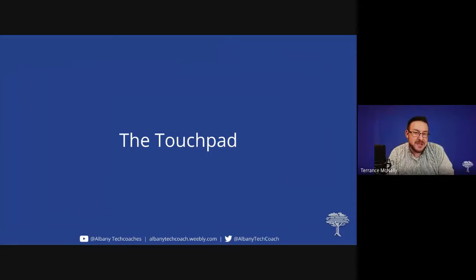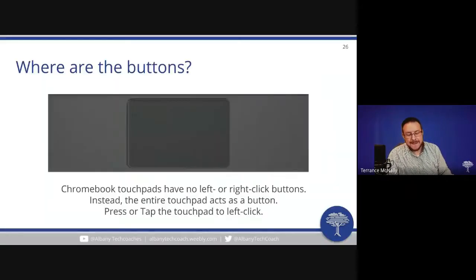Now let's talk about the touchpad, because there's a lot of cool stuff going on with the touchpad. On the Chromebook touchpad, there are no buttons, or at least there's not a left click and right click button down at the bottom like you're used to seeing. The whole thing is kind of a button on its own, and you should be able to press down on the whole thing to click, but you don't have a separate left and right click like we're normally used to.